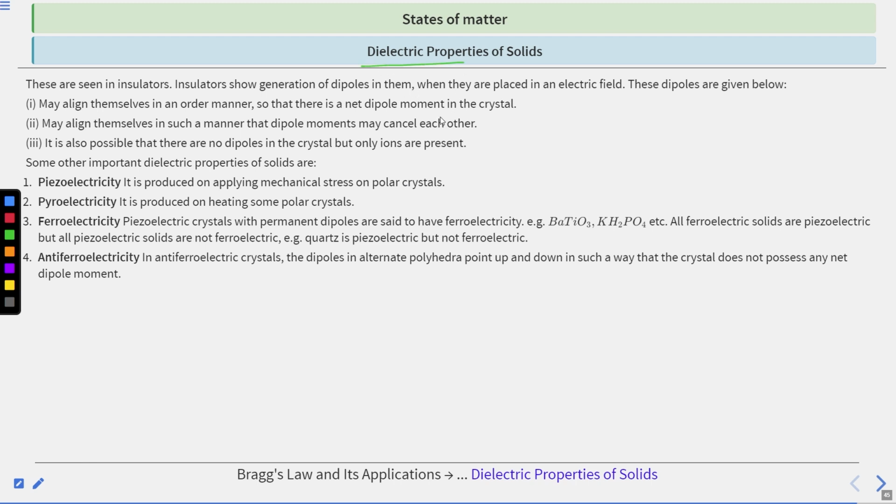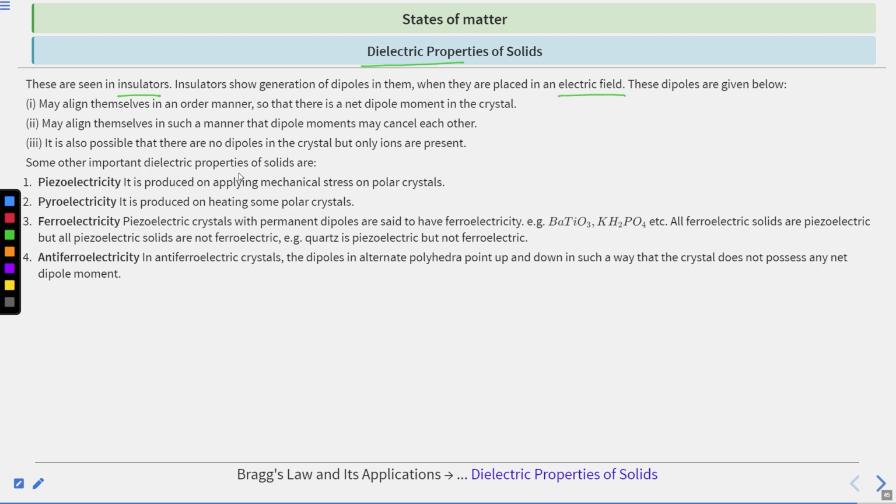Dielectric properties of solids. These are seen in insulators. Insulators show generation of dipoles in them when they are placed in an electric field. The dipoles are given below. They may align themselves in an ordered manner so that there is a net dipole moment in the crystal. They may align themselves in such a manner that dipole moments cancel each other. It is also possible that there are no dipoles in the crystal but only ions are present.